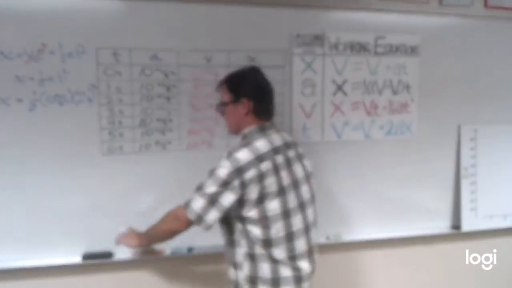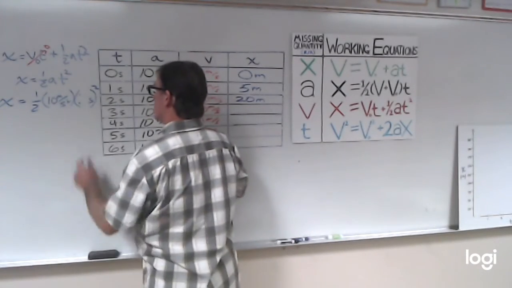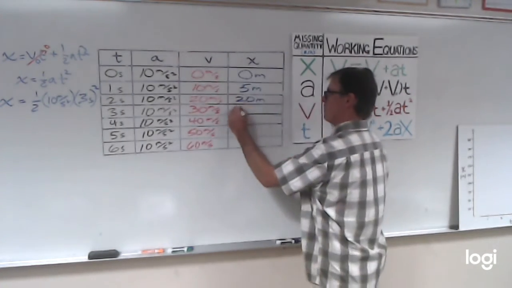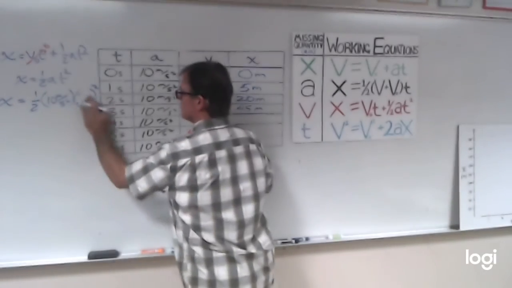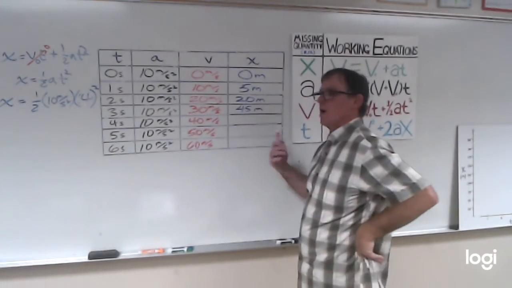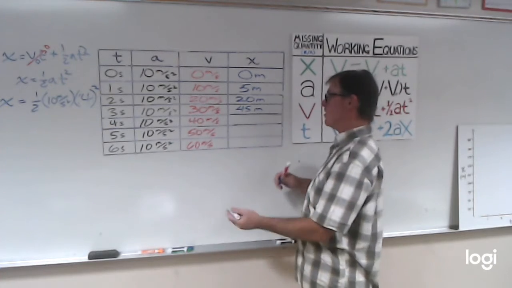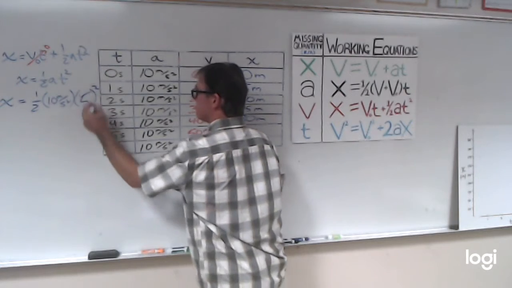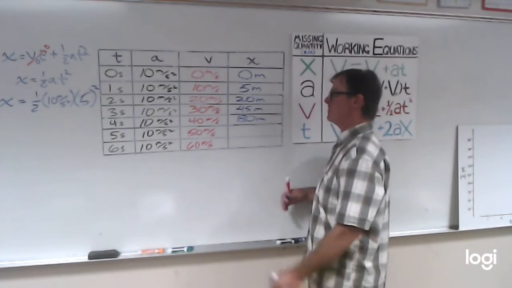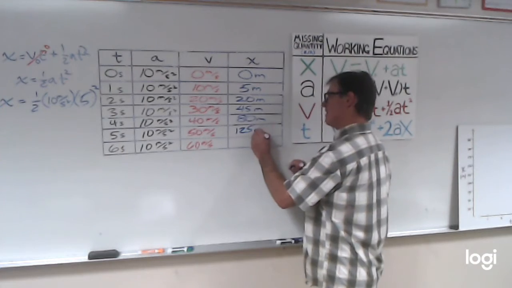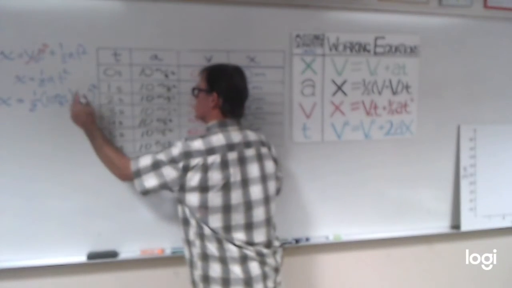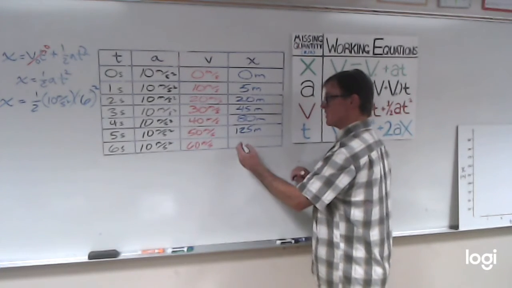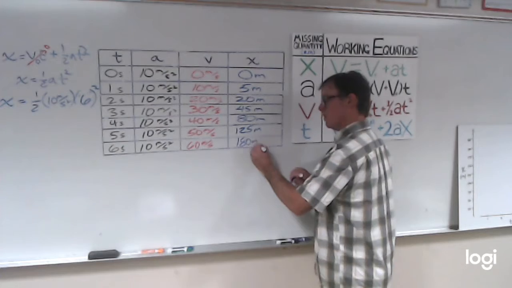Okay. Quickly, let's round out our table. 3 seconds squared is 9. 9 times 10 is 90. Half of 90 is 45. 4 seconds squared is 16. Times 10 is 160. Half of that is 80. 5 squared is 25. Times 10 is 250. Half of that is 125. And the last one, 6 seconds. At the end of 6 seconds, how far has it fallen? 6 squared is 36. Times 10 is 360. Half of that is 180.